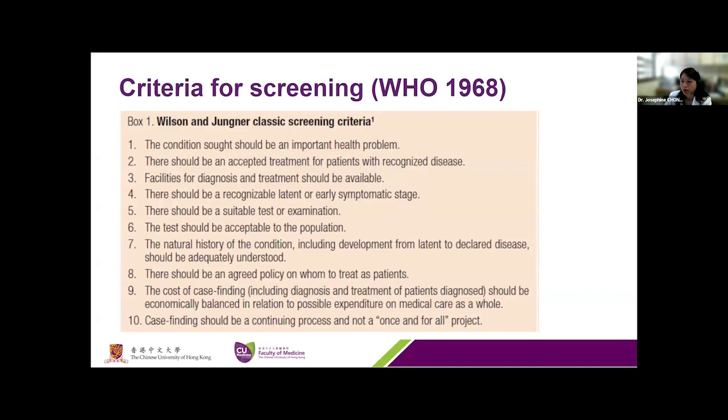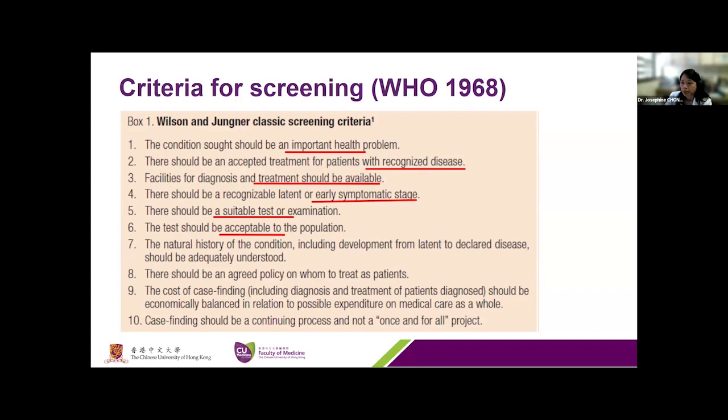Some of the points are very important. For newborn screening, the items we put in the screening program should be recognized diseases for which treatment is available. This is one of the very important points when you're considering putting different items into the newborn screening program. There should also be a period in which patients have an asymptomatic or latent symptomatic stage, so that you can identify the patient with a suitable test. And the test should be affordable and also acceptable to the population.